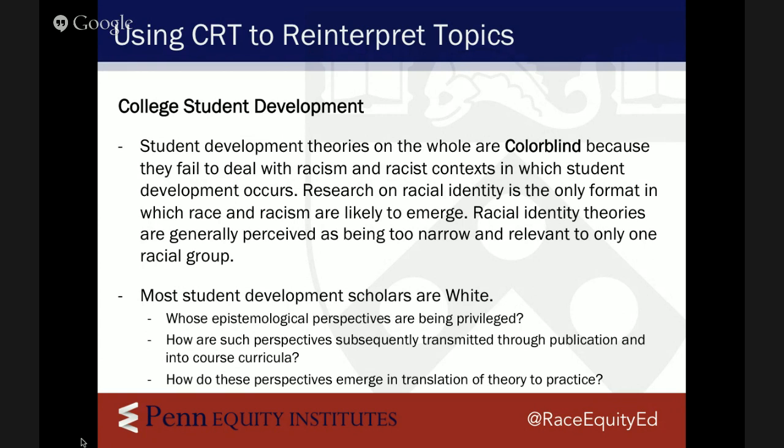The third aspect is that student development theories as a whole are colorblind, and that they really fail to deal with racism in racist contexts. So there are theories that focus on racial identity, but that's the only time race, or students dealing with racism, tend to come up. It has to be a specific racial identity theory.